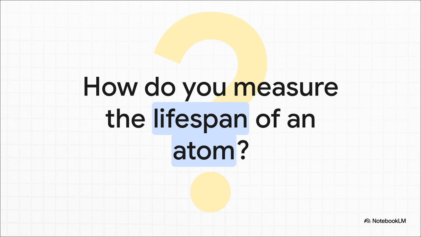We measure our own lives in decades, years, days. But an atom? Its entire existence is basically a game of probability. So how in the world do you find its internal clock, its heartbeat, when it's just so incredibly tiny?